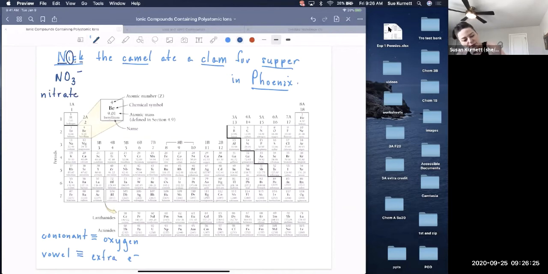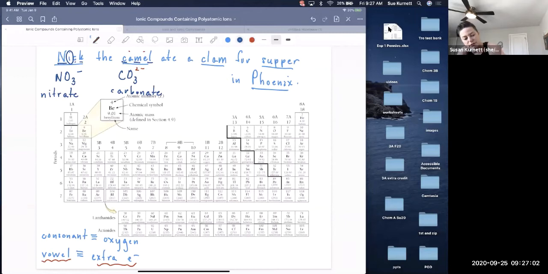Camel stands for carbonate. Carbonate is carbon with some oxygens and extra electrons. How many oxygens? 1, 2, 3 consonants. How many extra electrons? 1, 2 vowels. That's carbonate. So these are all ates, and ates are nonmetals combined with oxygen that make anions, negatively charged ions.